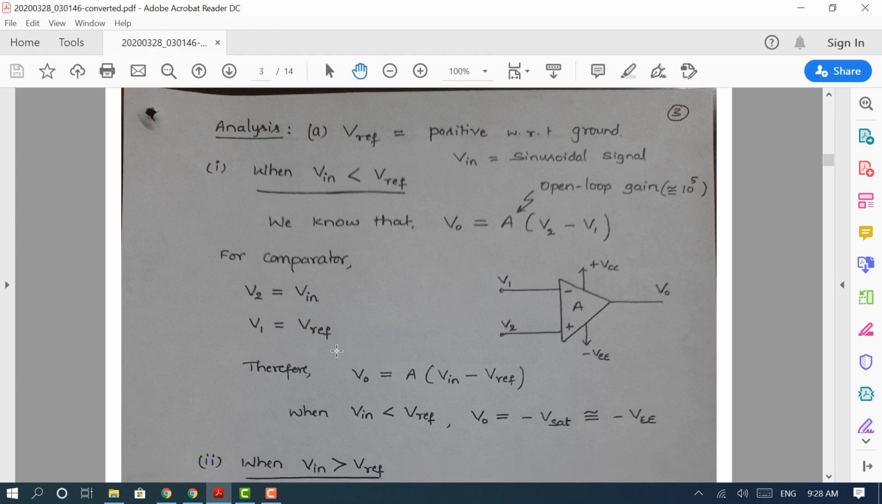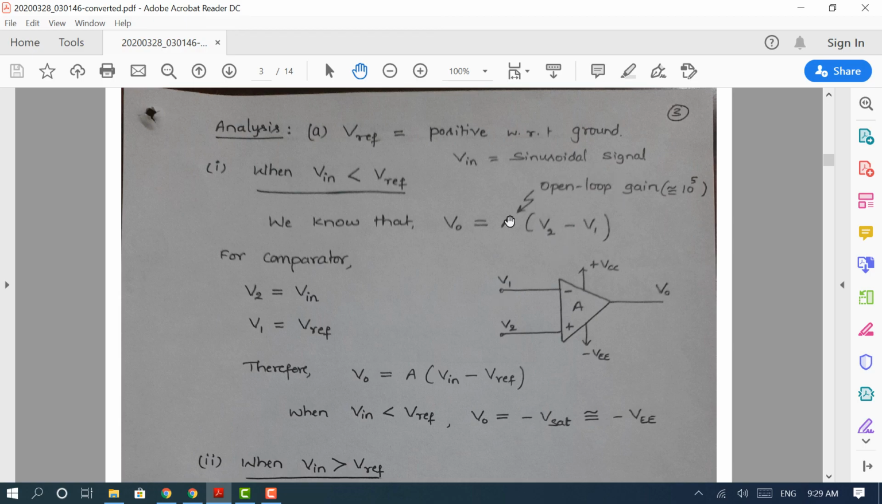The same thing that I explained is now written here. When the reference voltage is positive with reference to ground, case number 1 is V in less than V reference. V in is basically a sinusoidal signal. We know that for the op-amp in open loop mode, we can write V naught equal to the open loop gain times the difference between the two input voltages, V2 minus V1.